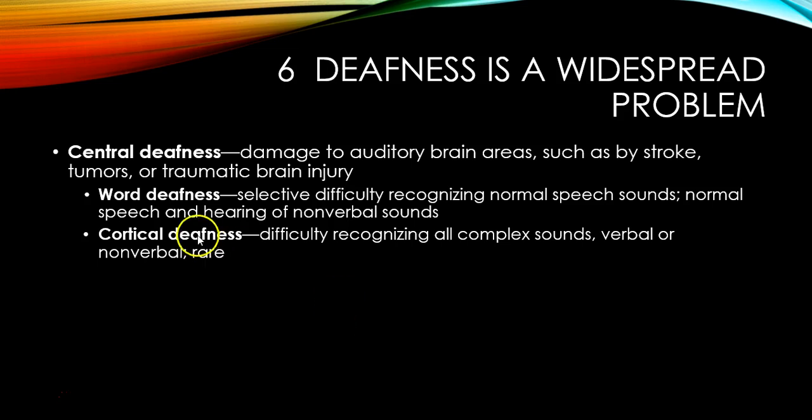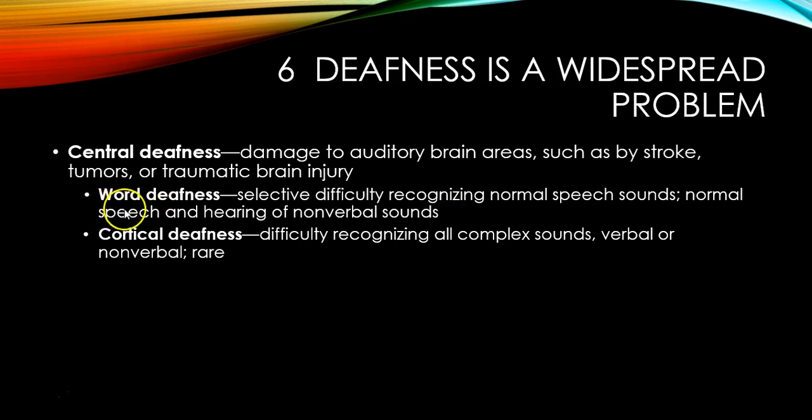And then we also have central deafness. This is damage to auditory brain areas, like a stroke or a tumor or traumatic injury to the brain. So the ears are working fine, inner ear, middle ear, etc., no problem there. But when you have damage to certain brain areas, again, that can impair hearing, and can impair different aspects of hearing.